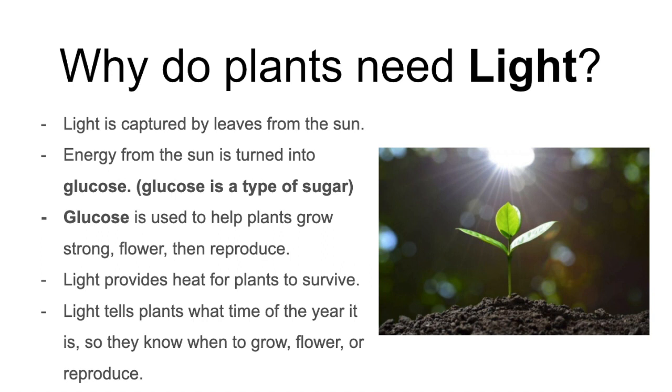Light provides heat for plants to survive, so plants can't live in the cold. That's why during the winter a lot of plants can't survive. Light tells plants what time of year it is, so they know when to grow, flower, reproduce. And then one thing I didn't put there is go into hibernation, which plants and animals both do.